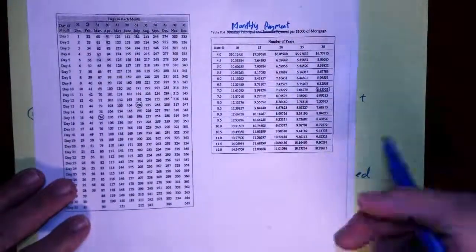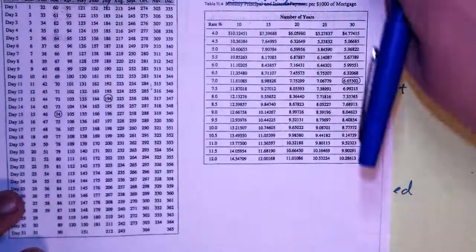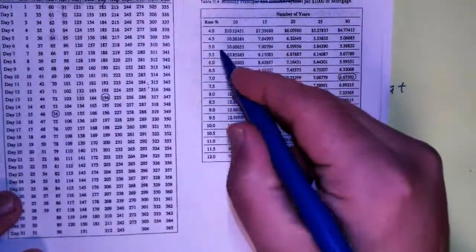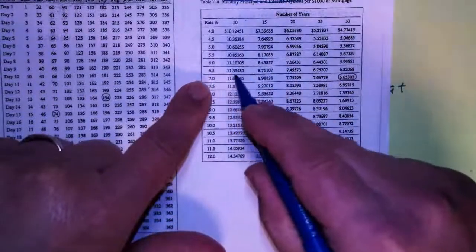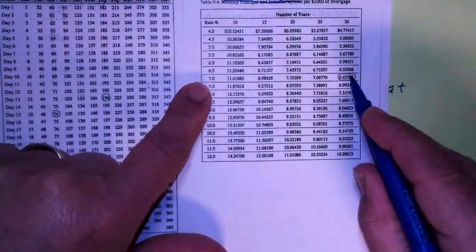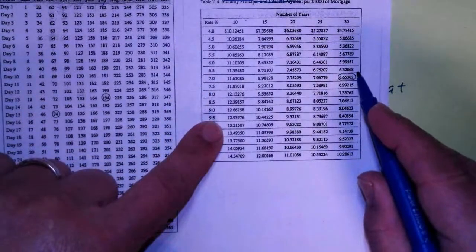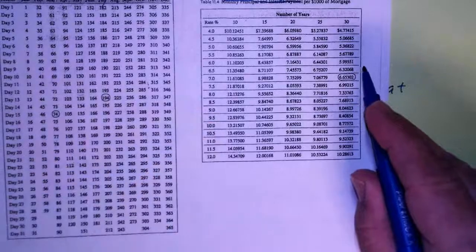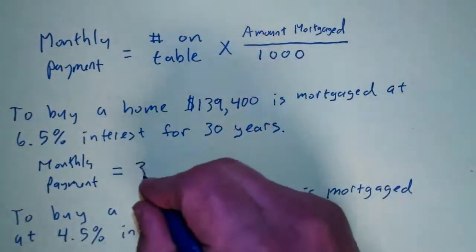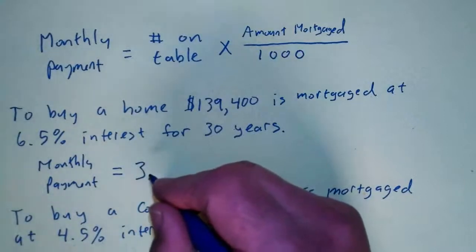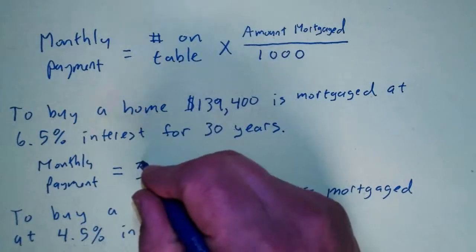Okay, so I go to my table. I go to 6.5% interest here. 30 years is the very last column. Where those two intersect, you get the number on the table. In this case, it's 6.32068. They give it to a whole bunch of decimal places. Okay, so make sure I get it right here. Oh, I've already got it wrong.